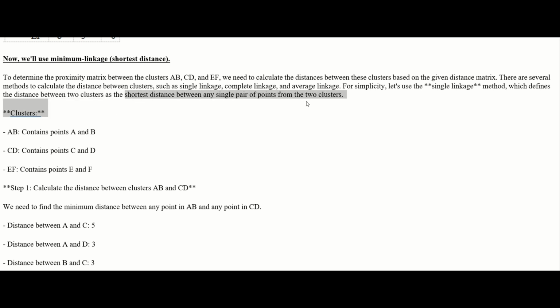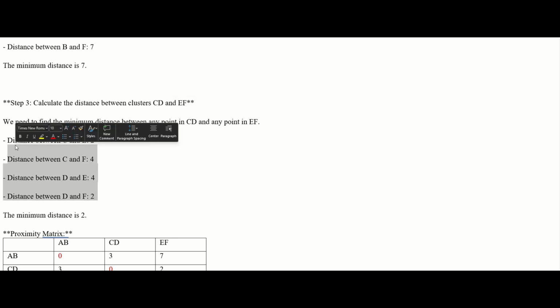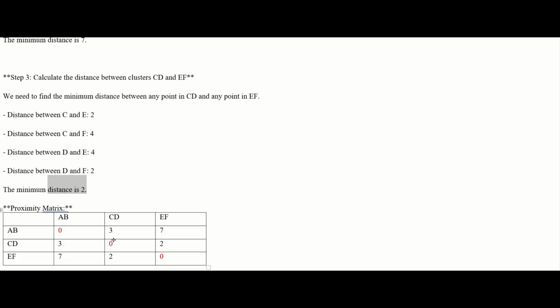So clusters are AB, CD, and EF. Then the distances between A to C, A to D, B to C, B to D are 5, 3, 3, 5. So here the minimum value is 3. Similarly, calculate the distance between AB and EF. You find from the values 7, 9, 9, 7 that the minimum is 7. Then calculate the distance between CD and EF. Find the distances C to E, C to F, D to E, D to F, and you get the minimum distance 2. So according to the minimum, this is the proximity matrix for AB, CD, and EF. From the given options, I think this option is not there, so you have to select this one option.